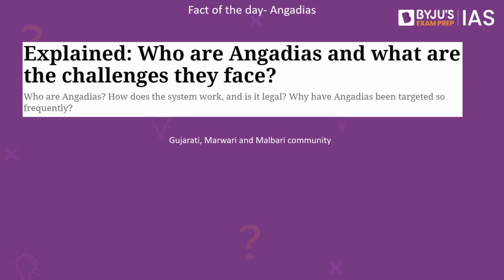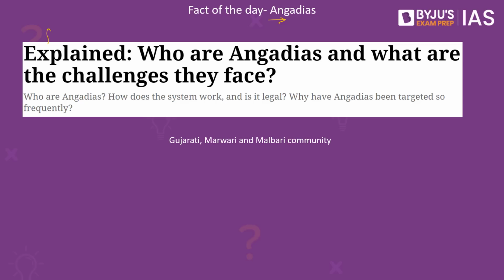Now let's look into the fact of the day. The fact of the day for today's discussion happens to be Angadias. Let us try and understand who these Angadias are. What if you want to transfer, let's say, 1 crore or about 50 lakhs from one state to another? You would put money in your banking system and request the bank to send this money from one bank to another bank in a different state through the RTGS process or through any other means and mechanisms.